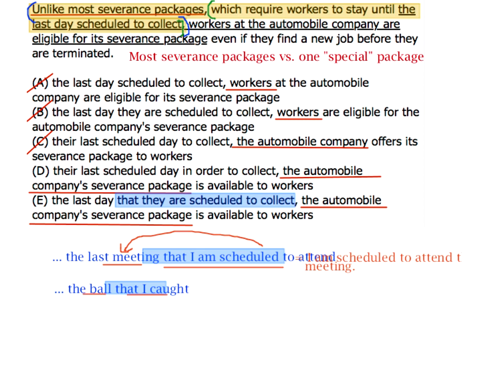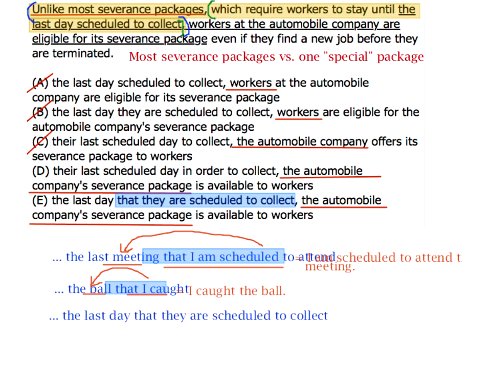So this means that I caught the ball. So you can see what the problem is here with choice E, because it doesn't really make sense. This means I caught the ball, which makes perfect sense. But now if you look at choice E, it says the last day that they are scheduled to collect. So this means, unfortunately, it implies that they are collecting days. So, oops, not a thing. Collecting days. Nope, doesn't make sense.